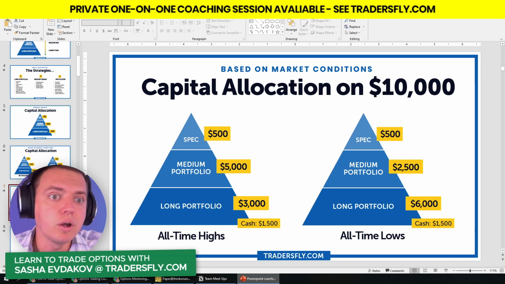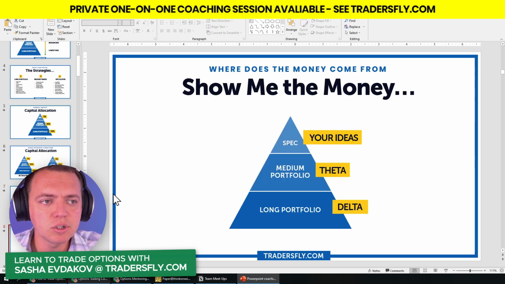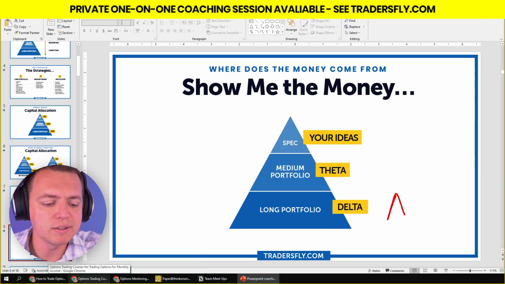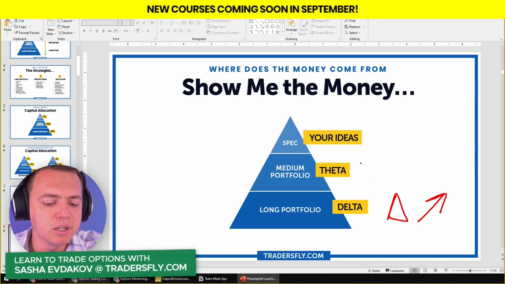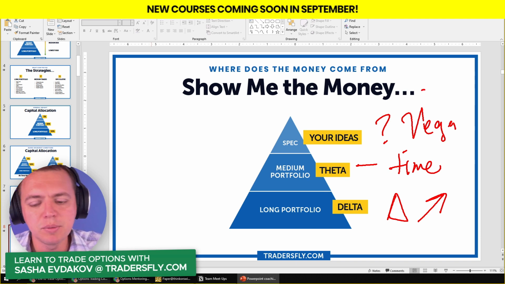And where does the money really come from? So here's what makes you money. Delta here, or upside movement, here theta, or time. And this is kind of your ideas. It could be more vega strategies. It could be hedging. It could be penny stocks.